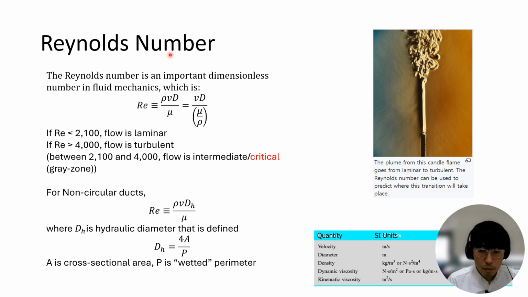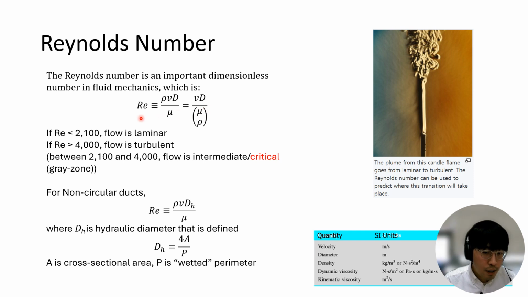The Reynolds number is defined by this equation, and in this equation, rho indicates the density of the fluid, v is the average velocity, d is the diameter of the pipeline, and mu is the viscosity of the fluid that is flowing right now. If you carefully look at the dimension of each variable here, you can easily find that they cancel out, which means the Reynolds number itself is a non-dimensional variable.